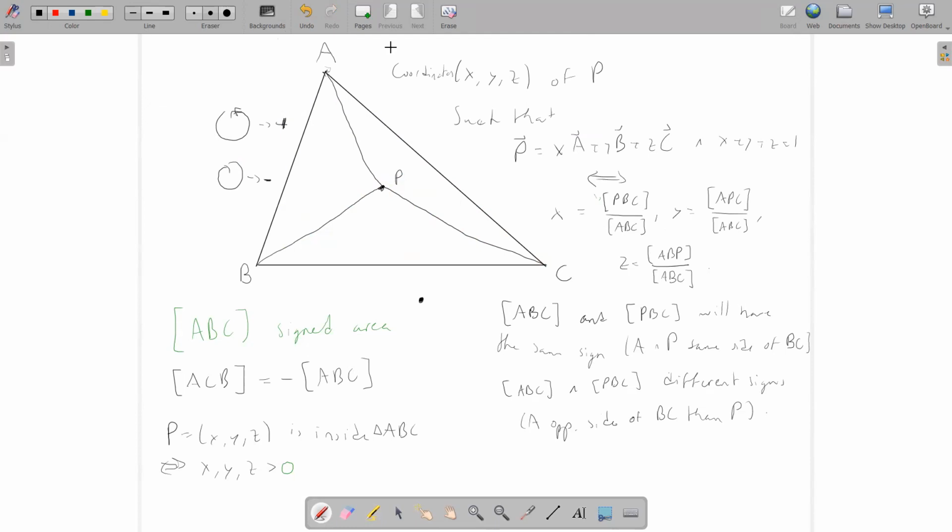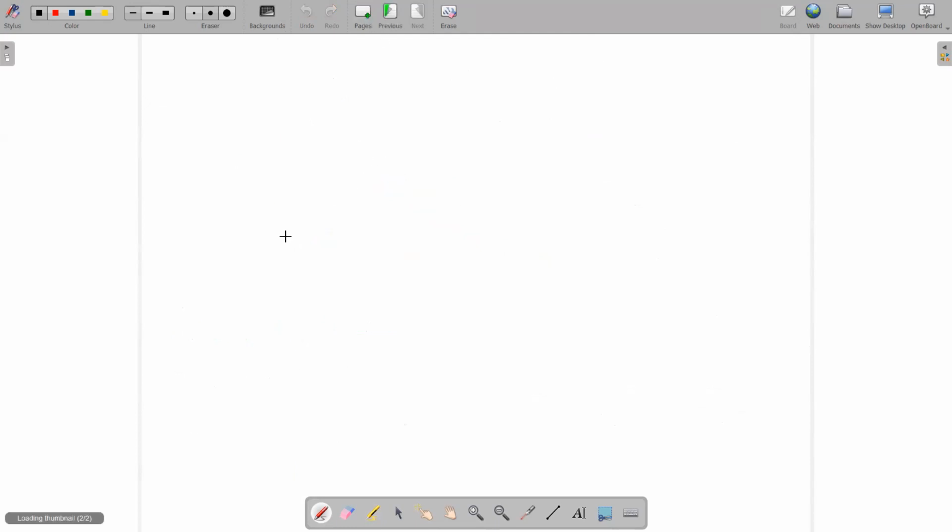Now, we can easily calculate the barycentric coordinates of some points. In particular, we can easily find that A will be (1, 0, 0), B will be (0, 1, 0), and C will be (0, 0, 1).